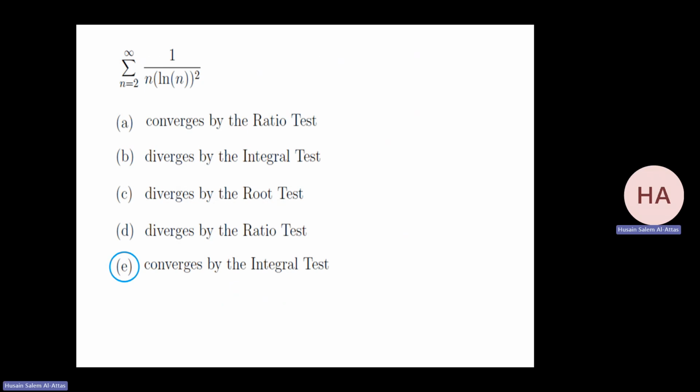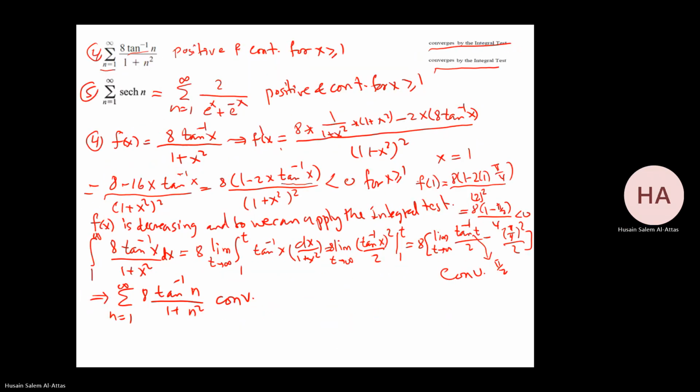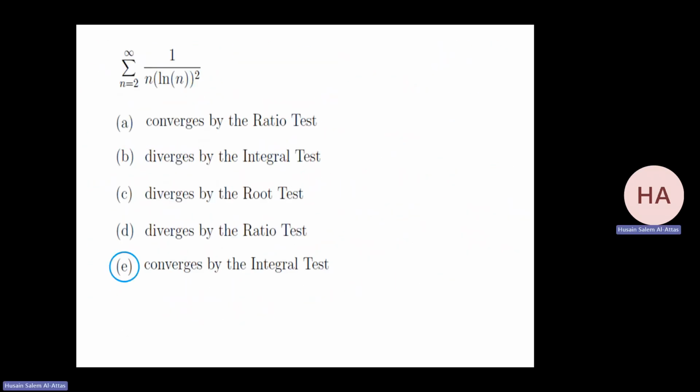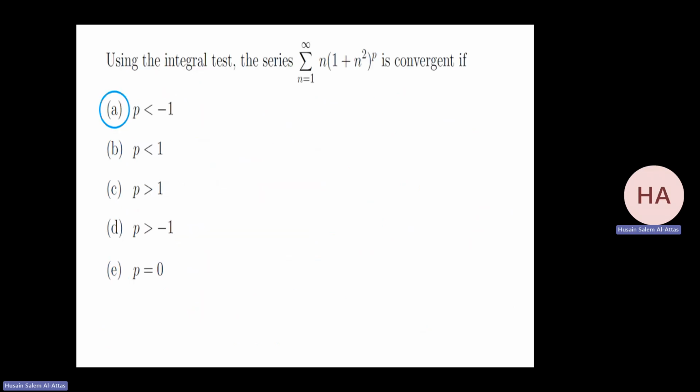1 over n ln n all squared, I think we did. Yeah, it was the first one, and it was converging. It converges by the integral test. No need to do it again. Using the integral test, when will this series converge? He said using the integral test. So the conditions from the integral test, at least by my understanding of the question, are already met. So now I need to check the integral.